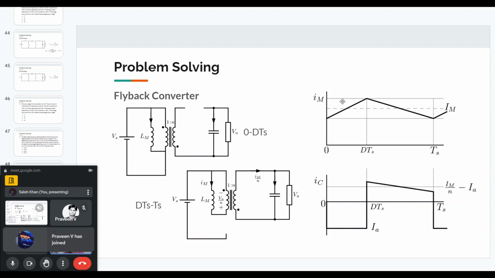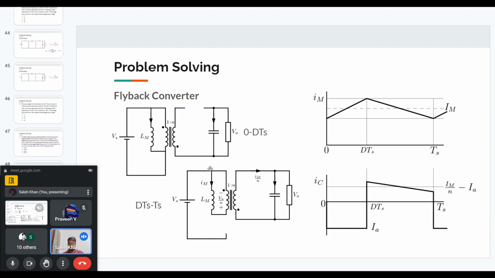During the first interval, the second switch or the diode is off, so the current through the capacitor will be the negative of the load current. I hope that is clear. It will be the negative of the load current, and we are assuming that the load voltage is nearly constant, so the load current will also be nearly constant.